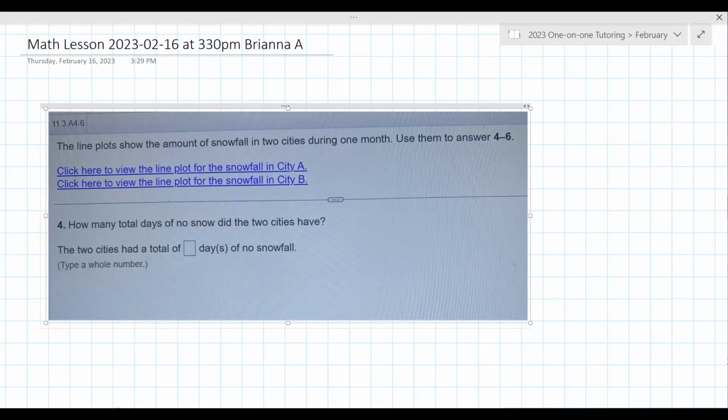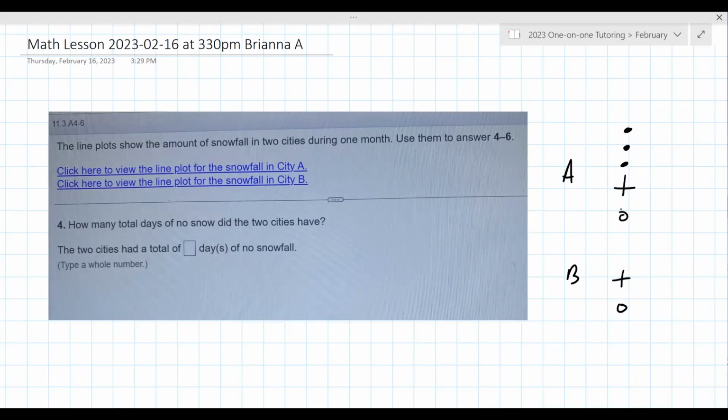Okay, there they are. All right, so since you can see them on your screen, do you see where it says snow per day in city A and then snow per day in city B? Yes. Okay, so we're looking for the dots that are on the 0. So do you see that city A has 3 dots on 0? Yes. Okay, and then for city B, there's no dots on the 0. Do you see that? Yes.